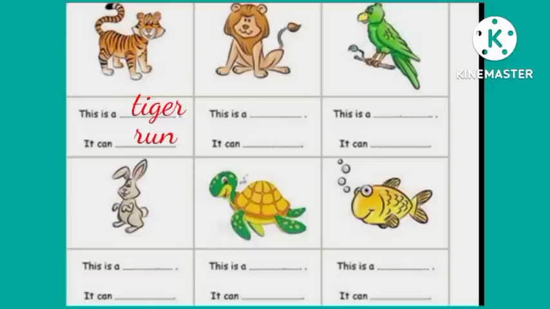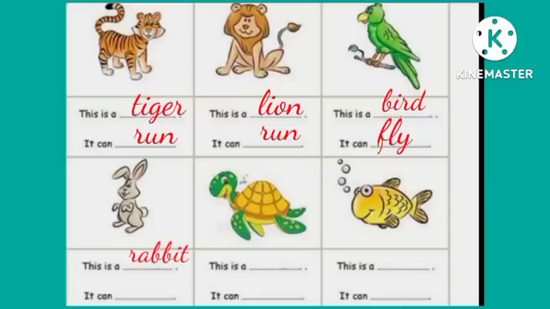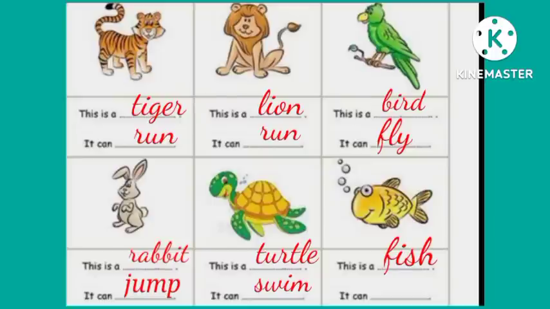Next question. This is a, what is that? Lion. And then lion also can run. Now, the third picture. This is a bird. Burung. The bird can fly. Terbang. And then this is a rabbit. Rabbit can jump. Melompat. Next picture. This is a turtle. Turtle can swim, of course. And then the last picture. This is a fish. And then fish also can swim.